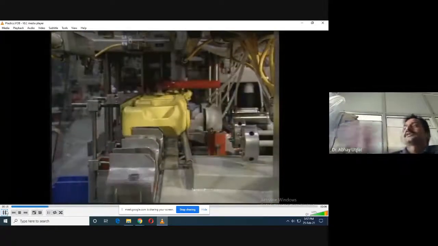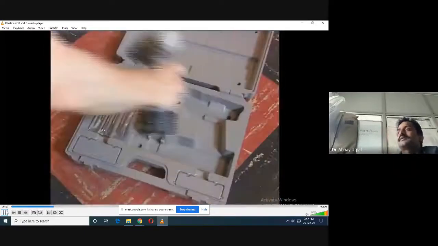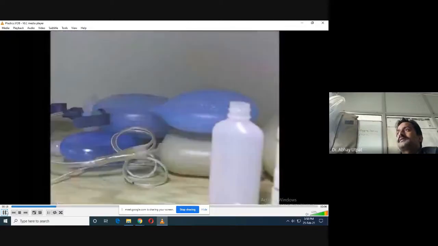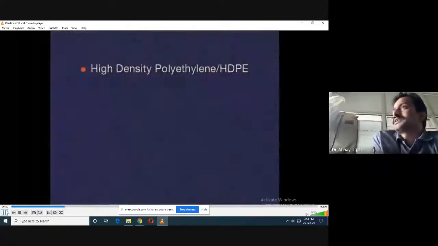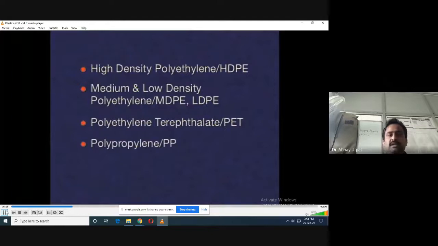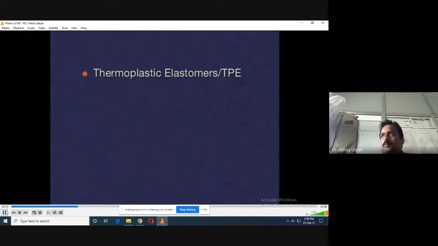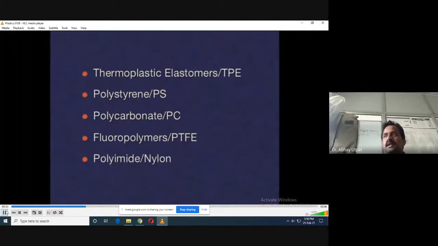Saline bottles, oil jars. These are dashboards, maybe machine covers. HDPE is the material used. Medium and low density polyethylene, polyethylene terephthalate, polypropylene, then polyvinyl chloride, that is PVC, thermoplastic elastomers, polystyrene, polycarbonate, then fluoropolymers, polyamide nylon.